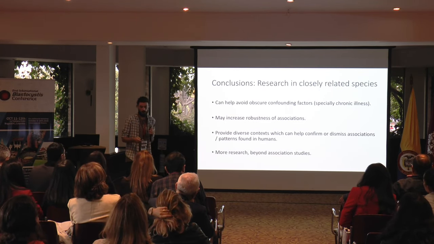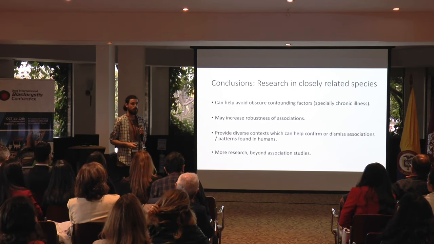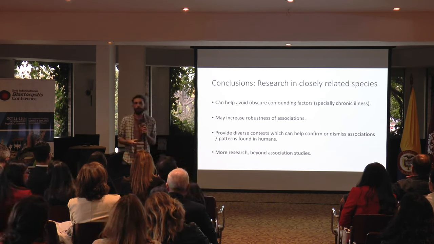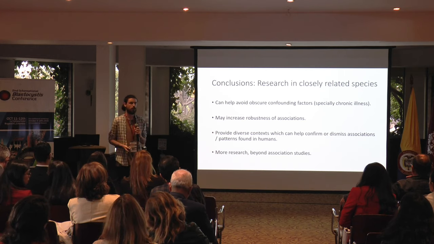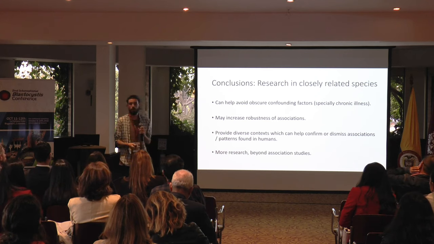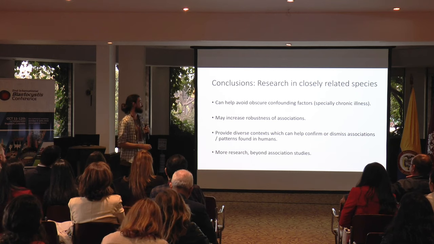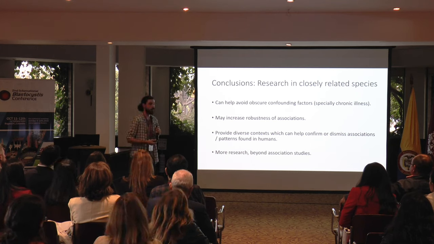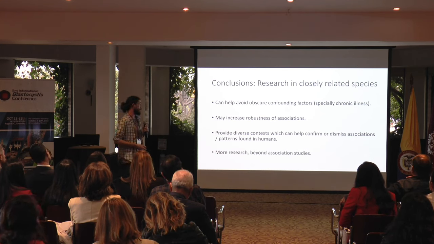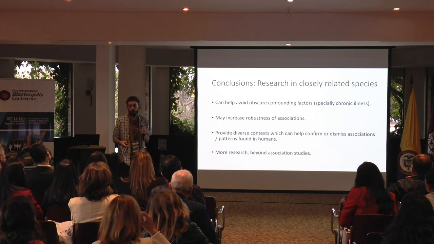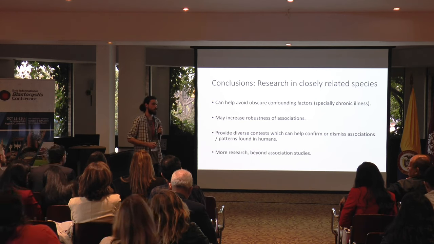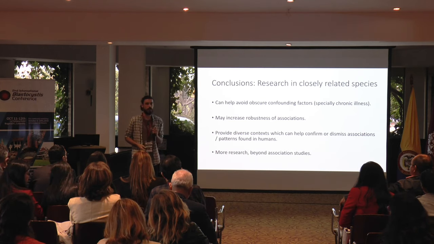So to sum up, I think it's very important that we broaden our minds and start studying other hosts. Our gut microbiome has changed very much in recent years in the process of westernization, changes of diet, increased hygiene, and so on. So we should look at not only non-Western populations, but also other similar and related species to understand what's going on and what role blastocystis plays in the gut environment. With this, we might avoid obscure or not so obscure confounding factors. We might give extra robustness to the associations that we see between the gut microbiome and blastocystis presence.